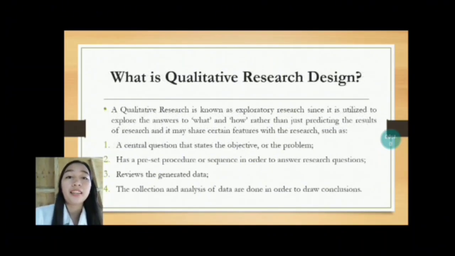On the other hand, qualitative research, from the root word quality, is more on words and meanings. Qualitative research is also known as exploratory research, since it is utilized to explore the answers to what and how, rather than just predicting the results of research. And it may share certain features with the research, such as, first, a central question that states the objectives or the problem. Second, it has a preset procedure or sequence in order to answer the research questions. Third, it reviews the generated data. And fourth, the collection and analysis of data are done in order to draw conclusions.